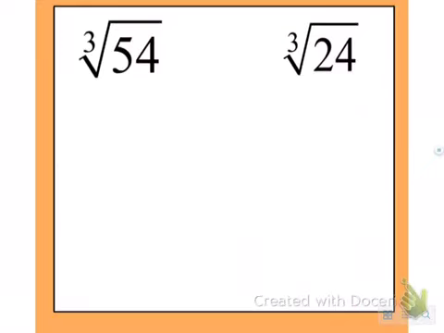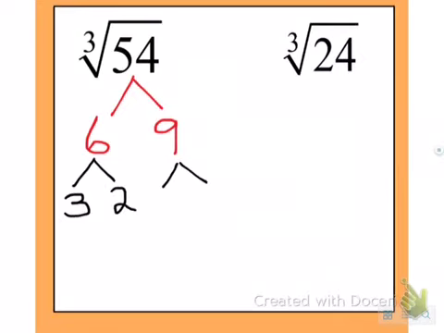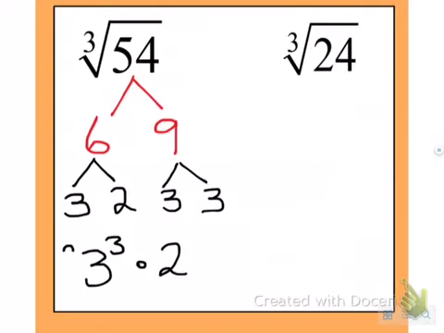Here's another example. We have the cube root of 54. So we can break that down again. Let's say we break down 54 to be 6 times 9. And then I want to break down both of those a little further. 6 is 3 times 2. And 9 breaks down to be 3 times 3. So I can rewrite that as 3 to the 3rd power times 2. And I need to keep my radicals, so I would say the 3rd root of 3 to the 3rd power and the 3rd root of 2.